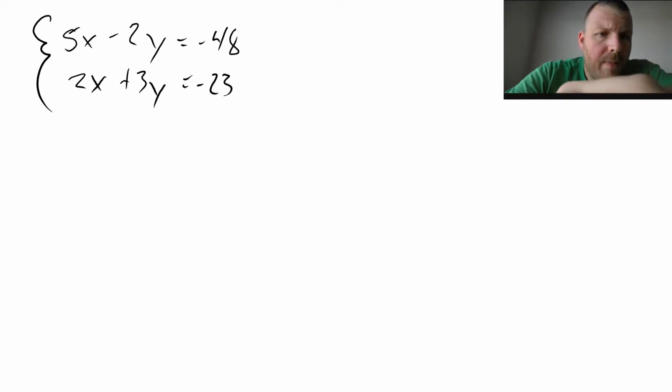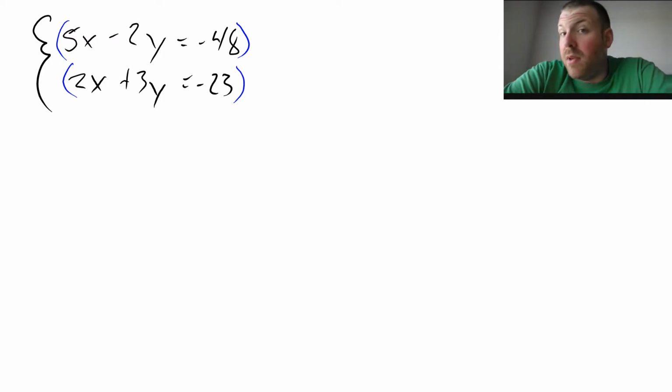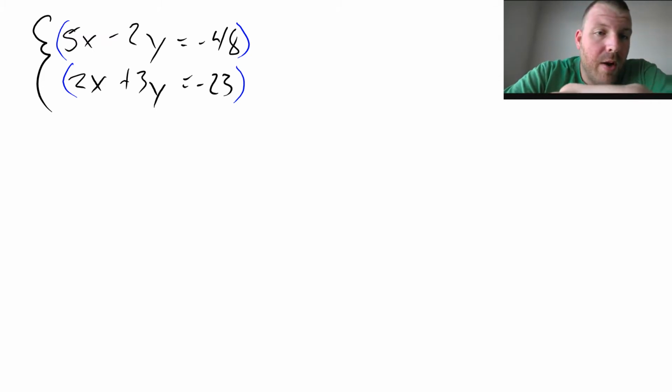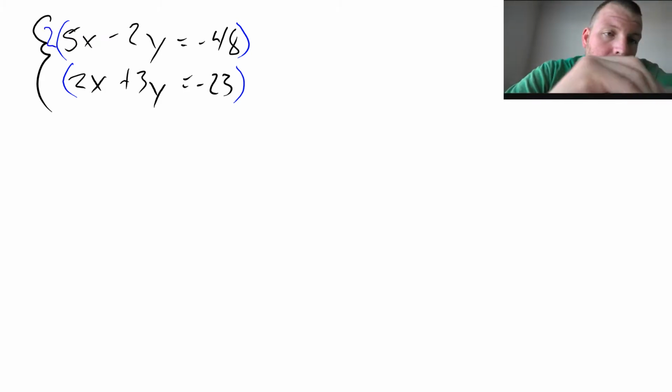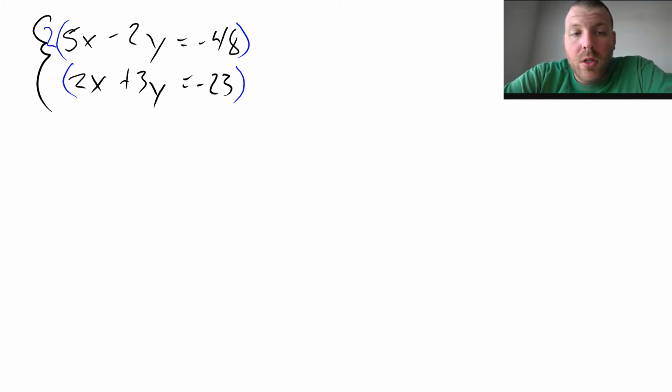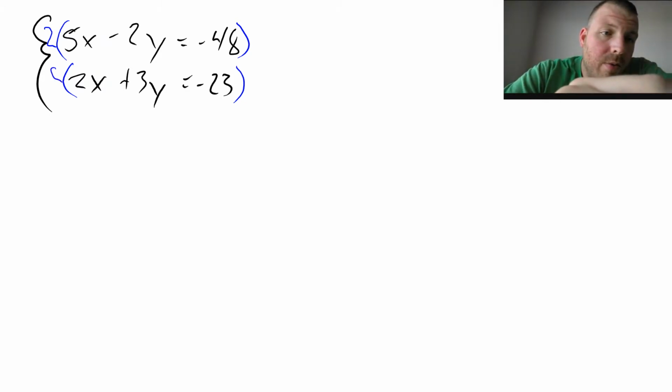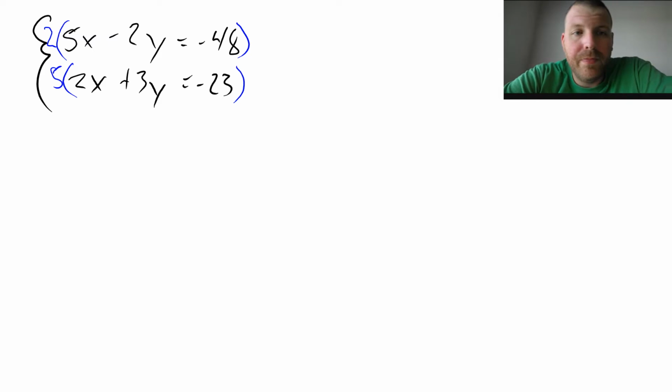And so to do that, we need to put parentheses around both of these, and we need to multiply both of them by something. And so for this, I think that the best thing to do is to multiply the top one by whatever the bottom x is. So since the bottom x is 2, I'm going to multiply the top one by 2. And the bottom one needs to be multiplied by whatever the top x is. So since the top x is 5, we're going to multiply it by 5.